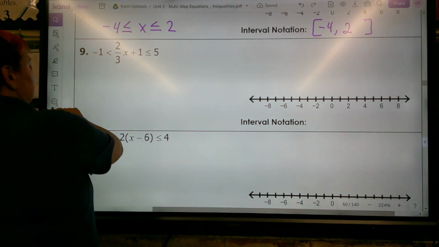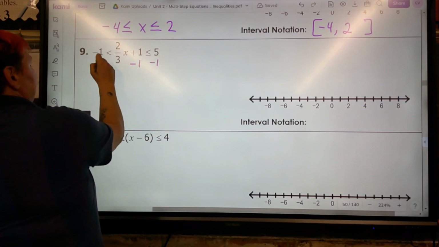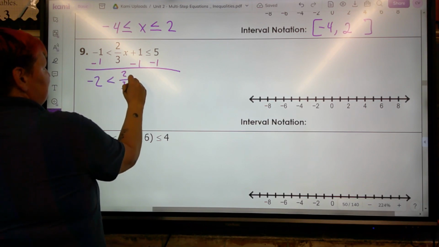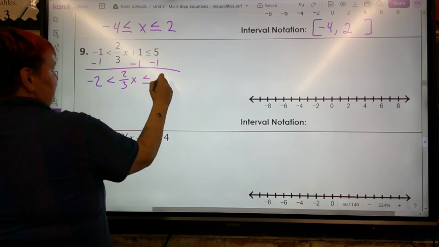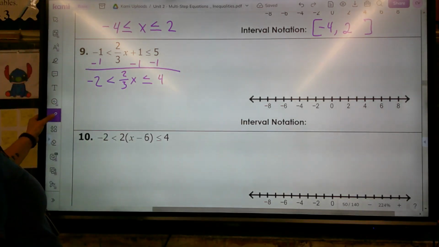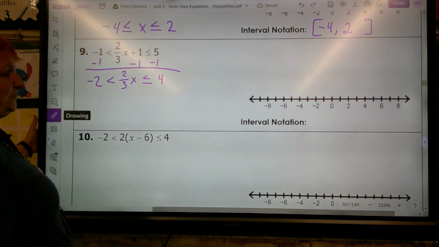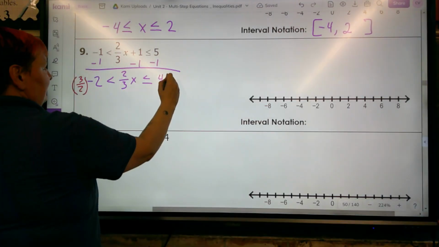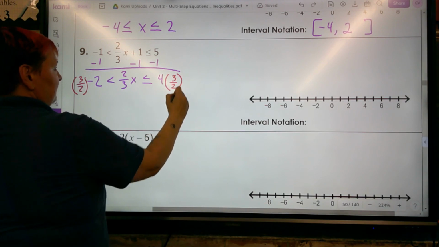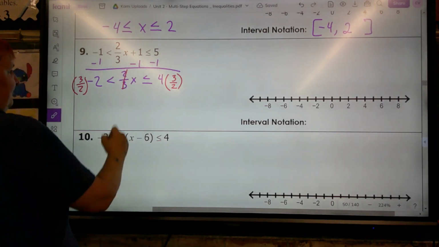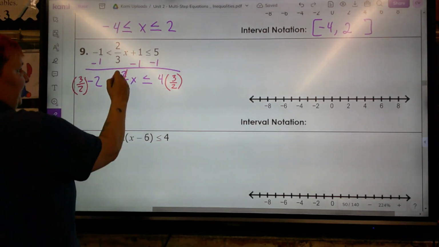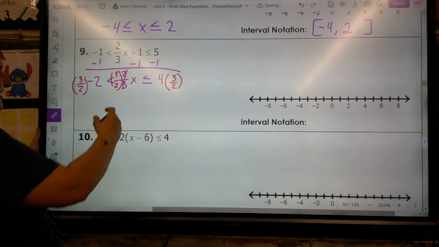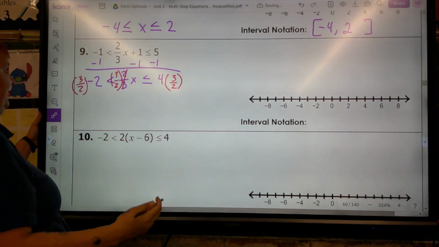Alright, subtract 1 from both sides. Negative 2 less than 2/3 x less than or equal to 4. To get rid of a fraction, we flip and multiply. So we're going to multiply everything by 3 over 2. It cancels that one out. I could have written it there, right? 3 over 2. But I just put it in my head and I knew that it canceled out. That was the whole point of doing that.